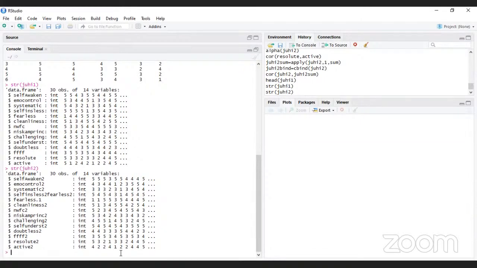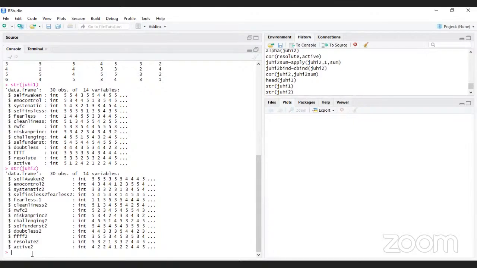Sir, what is this dot here? Suppose if I talk about self-awakening, here I am seeing the data 5, 5, 3, 5, 5, 5, 4. Yeah, that is a rating. Okay, rating. Yeah, so 14 variables are there now. Dot means more variables are there. Okay, sir. Okay.